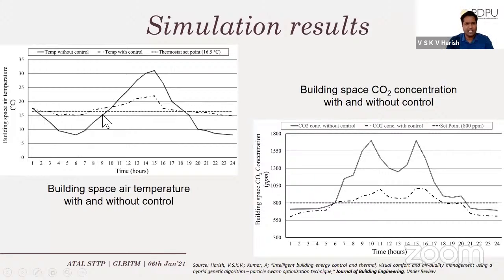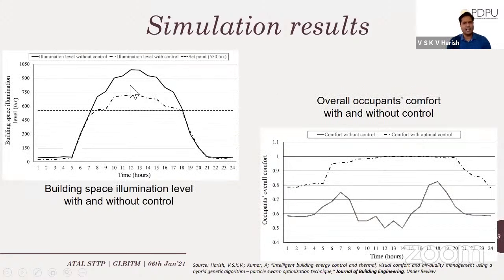With PID control only, and not the multi-objective optimization control, this is the behavior which you are getting. And with the multi-objective optimization based control, or the intelligent building energy control and comfort management strategy, these are the outputs which we are getting here as well. Similarly, for the CO2 concentration, for the illumination level or the lux level inside that building space under study, and the overall comfort of occupants, which you can see here.